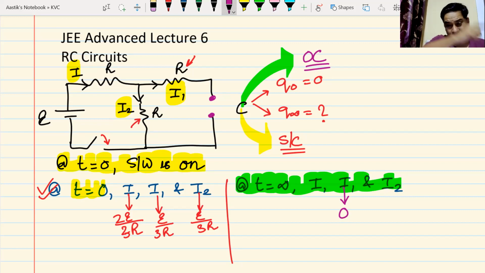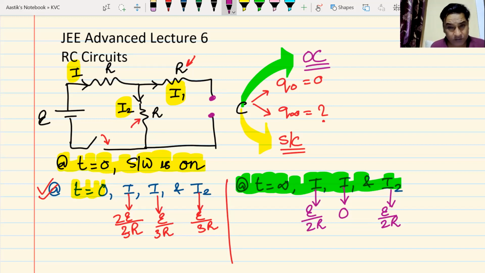Now there's only one circuit, the inner circuit. The total resistance is 2R and the current in I and I2 will be the same, equal to E by 2R. Yes or no? Yes, sir. That is how you find the value of currents at time t equal to 0 and at time t equal to infinity for a capacitor. At t equal to 0, the capacitor behaves as a short circuit. At t equal to infinity, the capacitor behaves as an open circuit. Am I clear? Yes, sir.